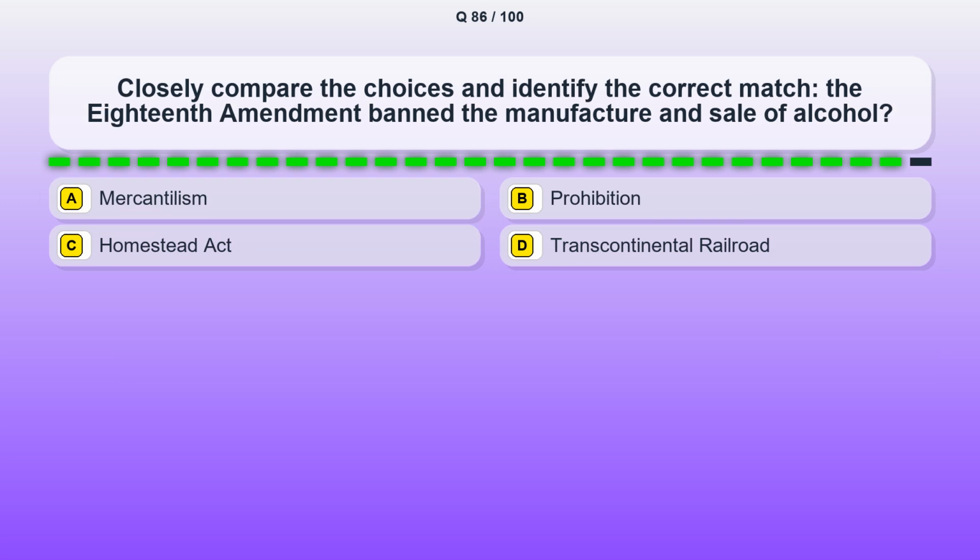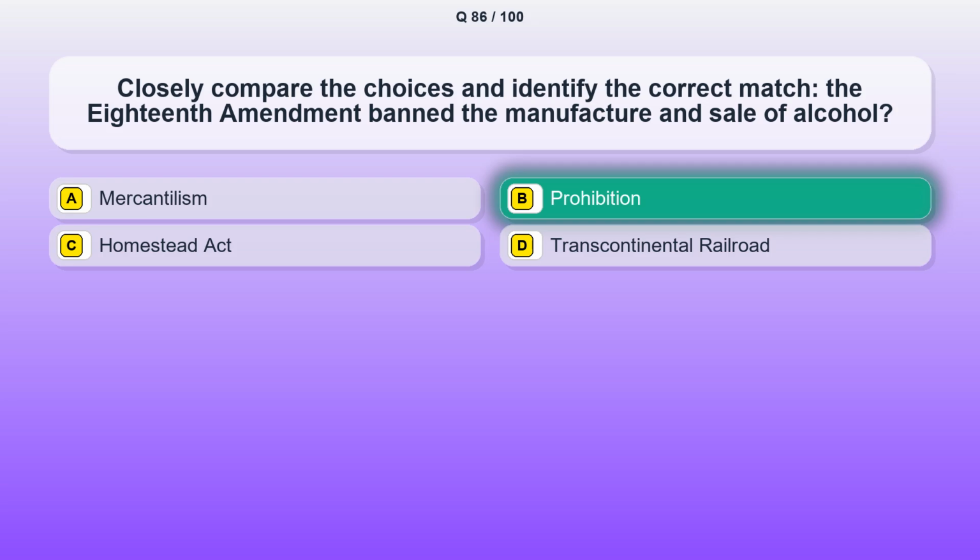Question 86. Closely compare the choices and identify the correct match. The 18th Amendment banned the manufacture and sale of alcohol. Option A, mercantilism. Option B, prohibition. Option C, Homestead Act. Option D, Transcontinental Railroad.